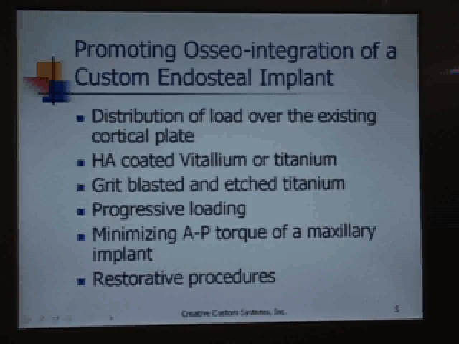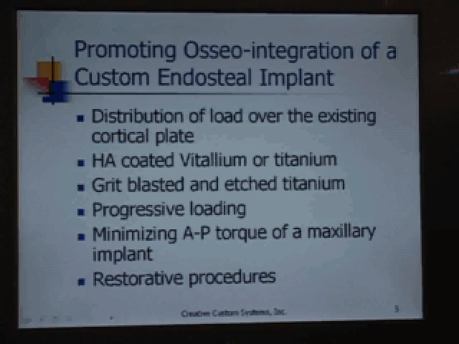HA-coated vitalium or titanium. HA results in faster integration of the implant, similar to root forms. Also, we found that grit blasted and etched titanium osseous integrates as well. And these implants take a little longer to integrate, and they require a little more time for the osseous integration process to take place. The grit blasted and etched titanium needs to be progressively loaded, whereas HA-coated vitalium or titanium can be loaded much faster.